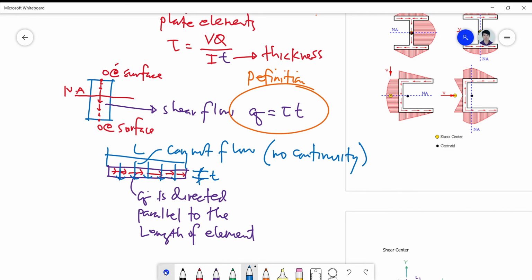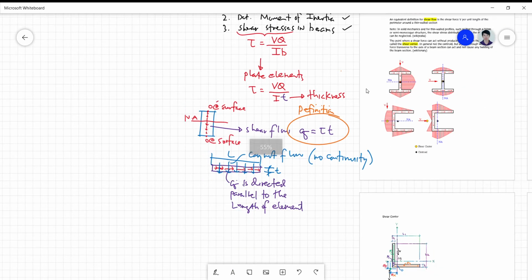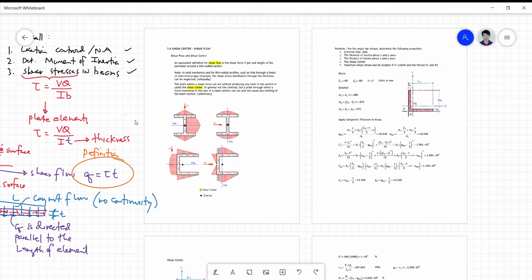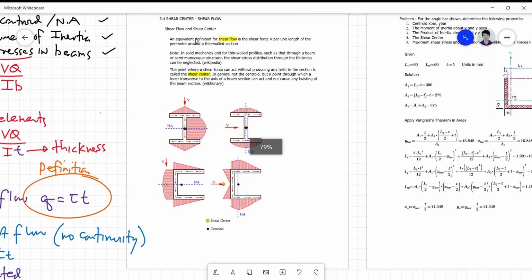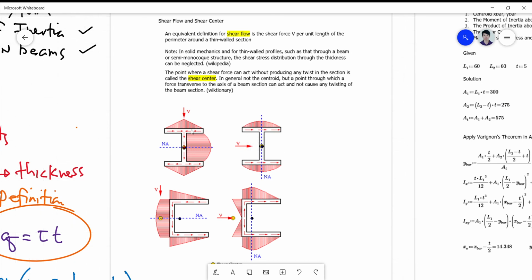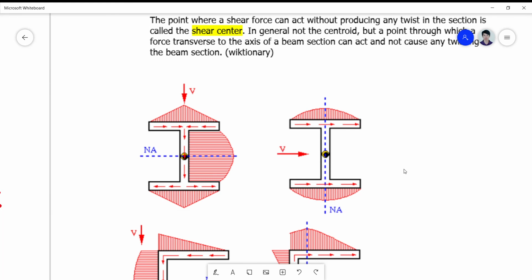So in order for us to learn how to draw now shear flow patterns, let's have here an example section, which is a wide flange section. So as I've told you a while ago, there will be no flow through the thickness. It will always flow only in the direction of the length of the plate element. Okay, so that's the first rule.